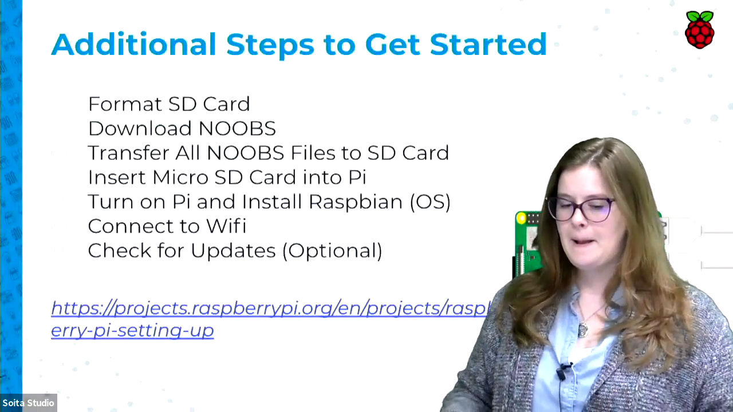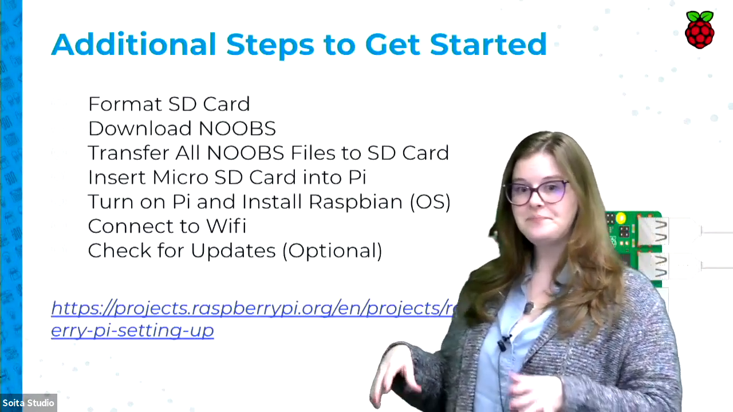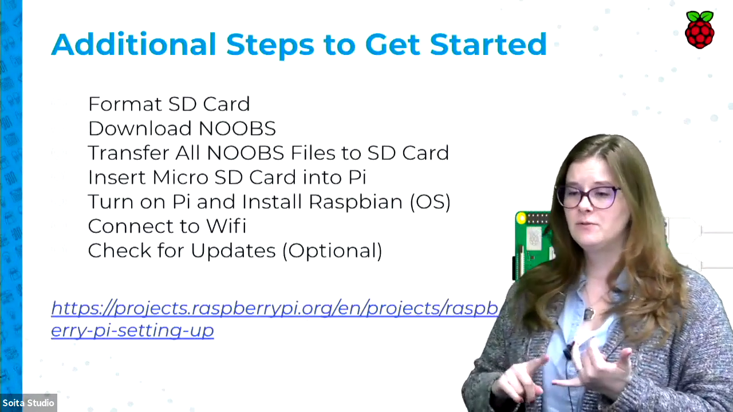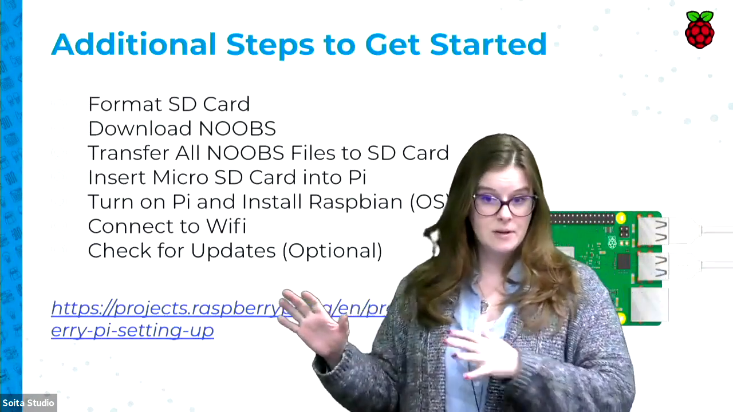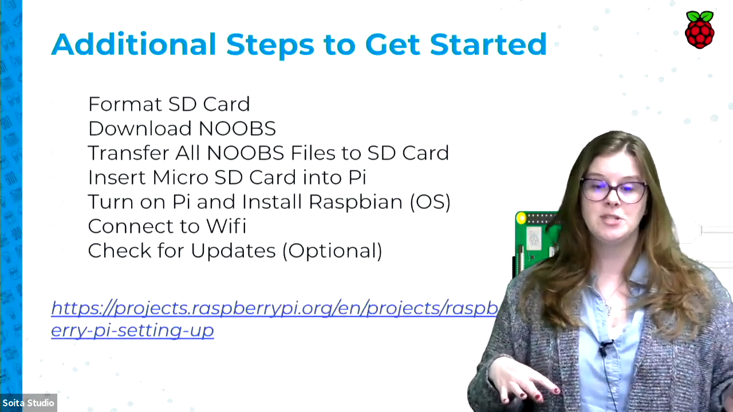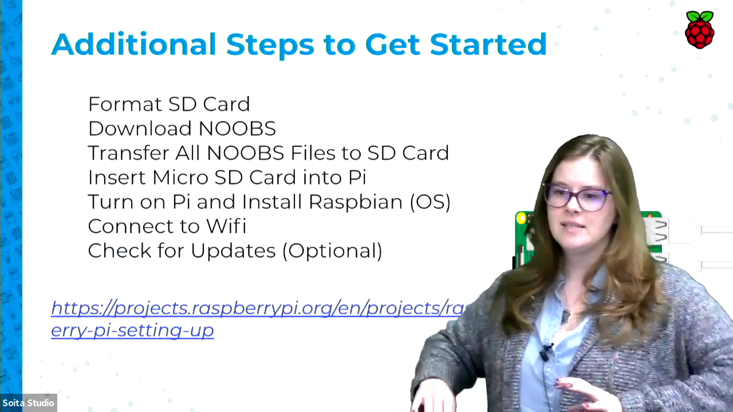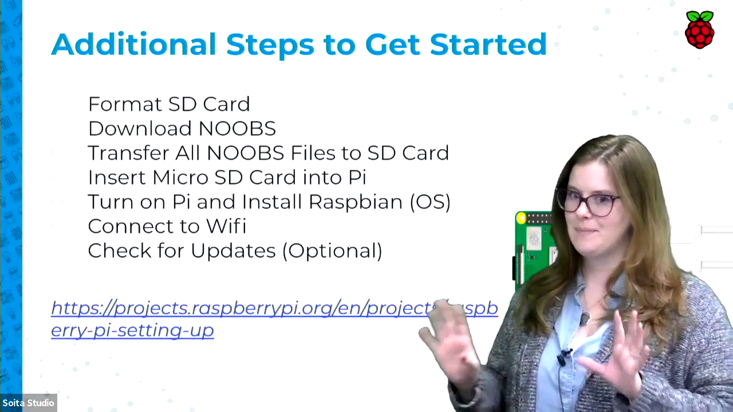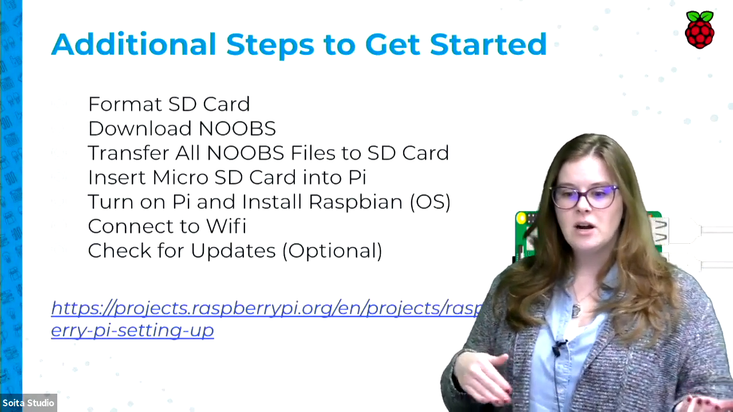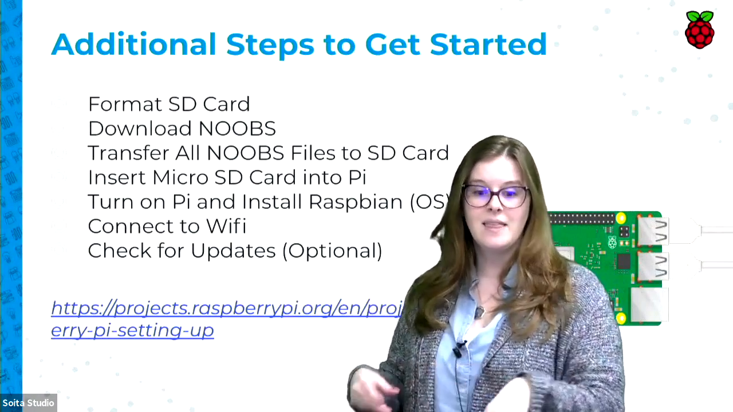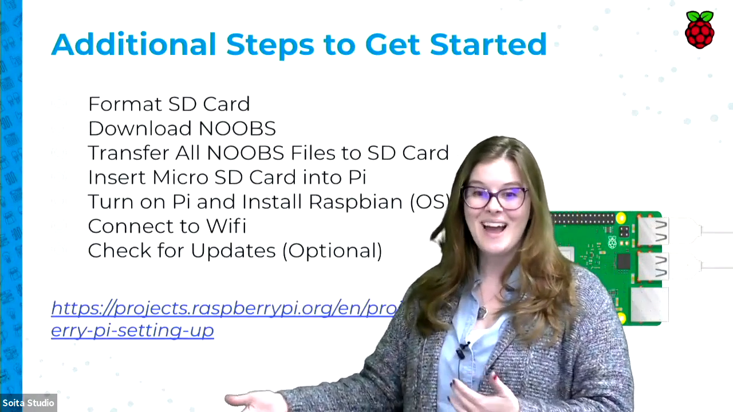Okay. You will have some steps to get started with the Raspberry Pi. You'll need to format your SD card. You'll need to download either Raspbian, which is just the operating system, or Noobs, which is something that makes it really easy to install the operating system, especially if that is something you've not done before. You'll have to transfer those files to your SD card, put the card into your Pi, and then turn on your Pi, and then install those files onto it.